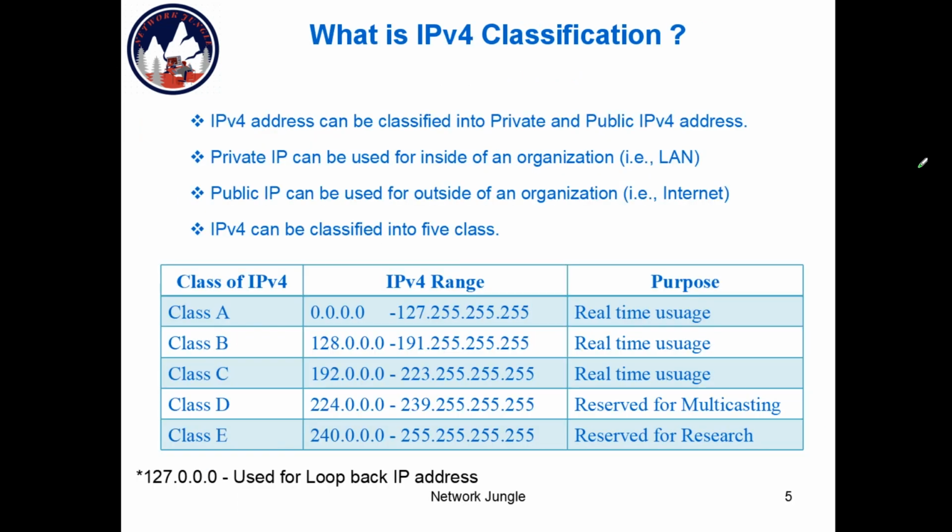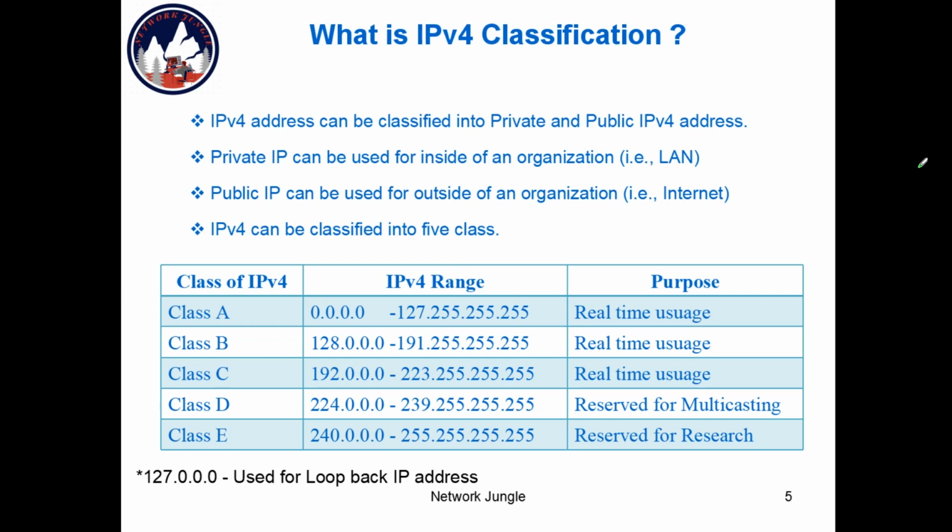Here IPv4 can be classified into two categories. One is private IP, another is public IP. Private IP can be used inside the organization, that is the LAN network. It cannot be used outside on the internet. Public IP can be used outside on the internet. It cannot be used inside the LAN network.